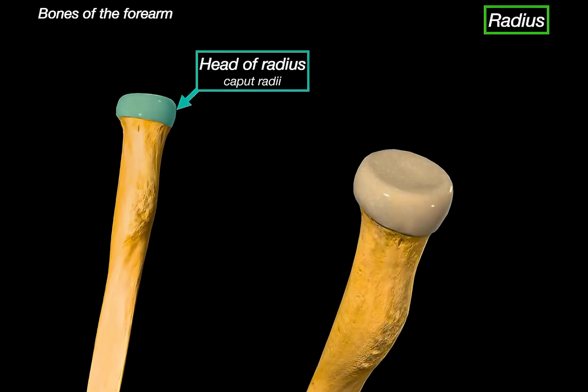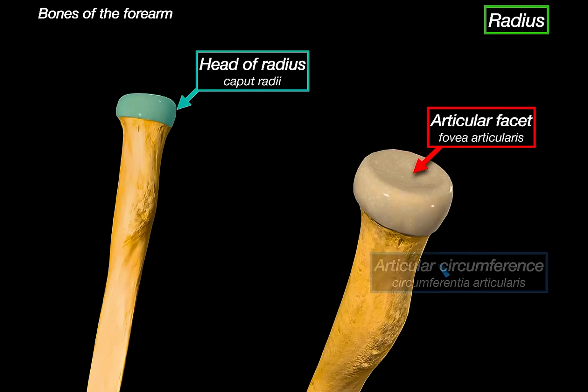At the top of the bone is the head of the radius. This part has a slightly cylindrical shape and participates in two different articulations. On the upper surface of the head, there is a shallow concave area known as the articular facet. This surface articulates with the capitulum of the humerus, forming part of the humero-radial joint. Surrounding the outer edge of the head is the articular circumference. Instead of contacting the humerus, this surface articulates with the radial notch of the ulna, creating the proximal radio-ulnar joint.